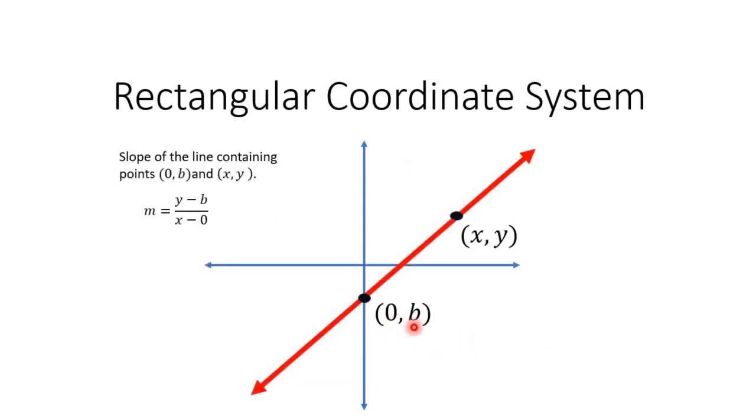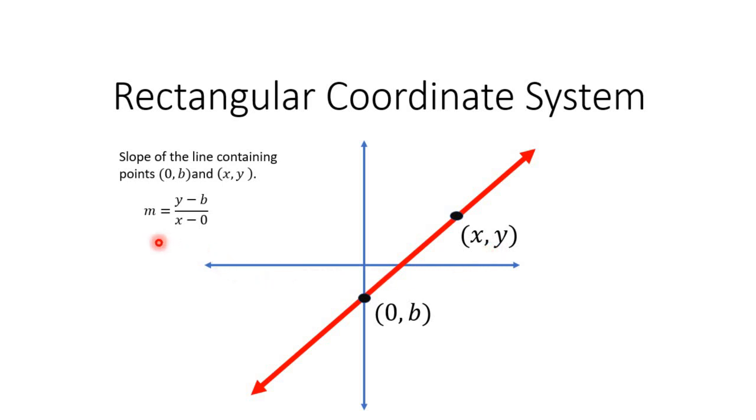So let's go ahead and take a look at a scenario where we have the point (0, b) being on the graph of a line and also the arbitrary point (x, y). So (0, b) is what we call the y-intercept because it's on the y-axis. So basically this is an equation that we're going to come up with, or we're going to find the slope of this line given the y-intercept and a generic point (x, y), any random (x, y) point.